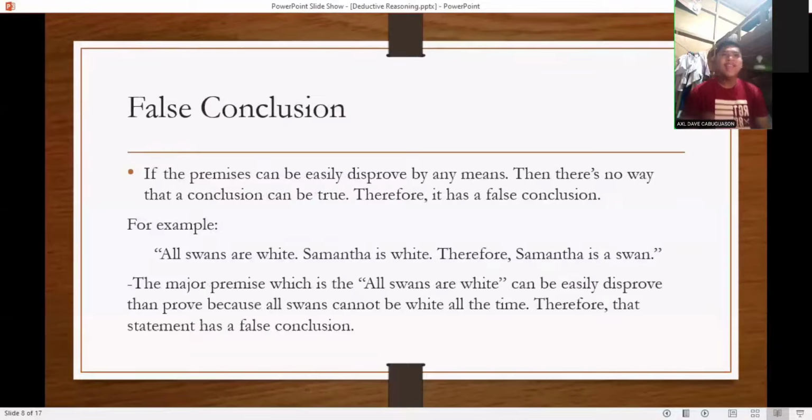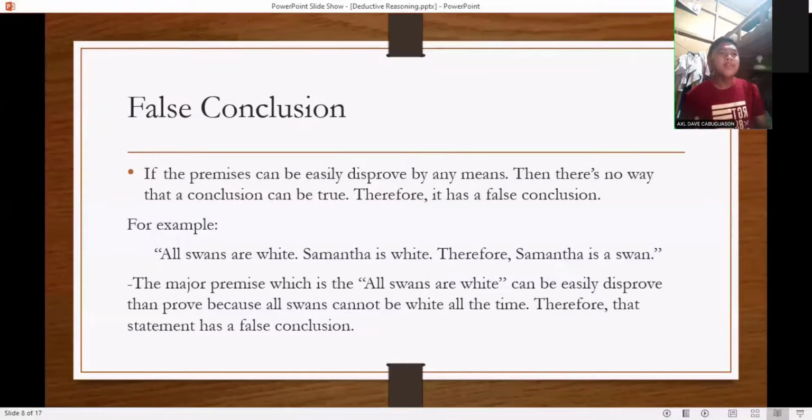On the other hand, for the false conclusion, if the premises can be easily disproved by any means, then there is no way that a conclusion can be true. Therefore, the deductive reasoning has a false conclusion. For example, all swans are white. Samantha is white, therefore Samantha is a swan.